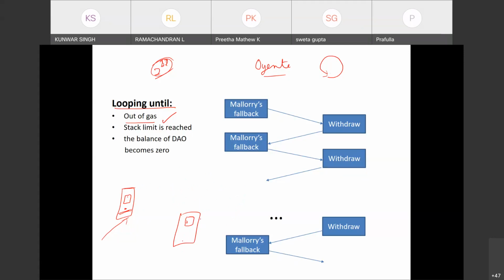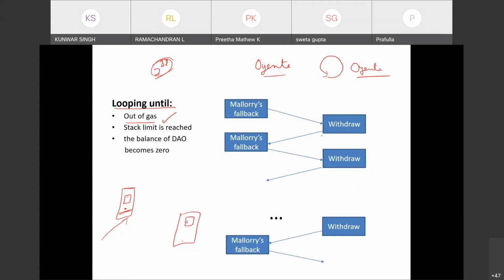Is that clear? Maybe in the afternoon we'll share one paper related to the Oyente tool. They have mentioned different types of attacks, and the tool will recognize those attacks and then warn the person who is deploying the contract. Okay.